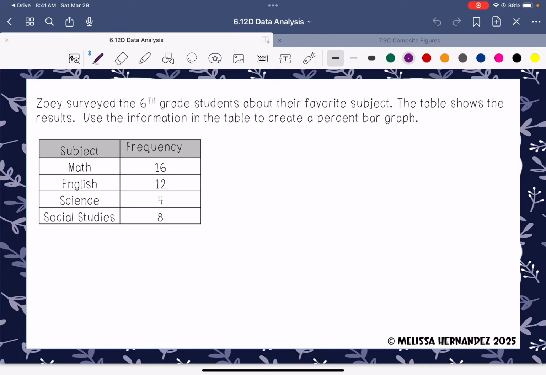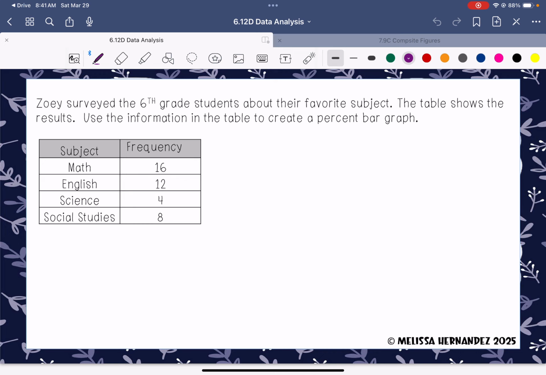Hey, welcome back. In this video, we're going to focus on creating a percent bar graph. It says Zoe surveyed the 6th grade students about their favorite subject. The table shows the results. Use this information in the table to create a percent bar graph.